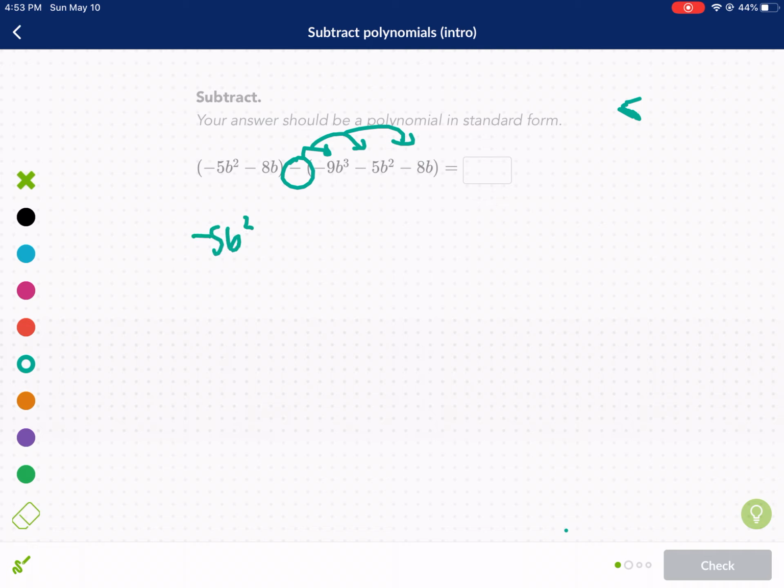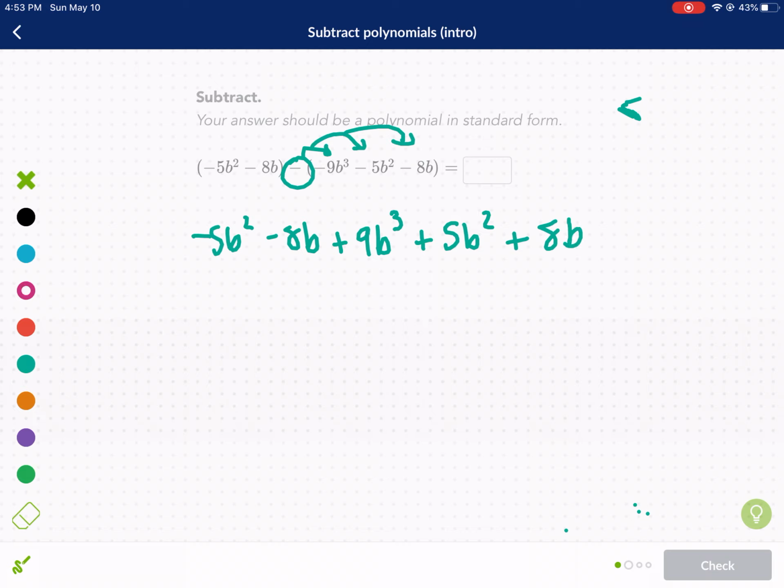Negative 5b squared minus 8b, and then we're going to change the sign. So negative negative becomes positive 9b to the third. Negative negative becomes positive 5b squared. Negative negative becomes positive 8b.